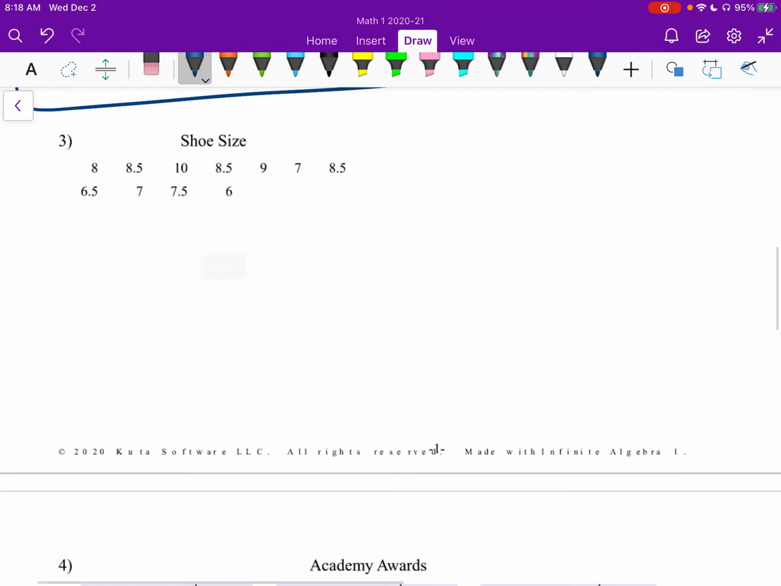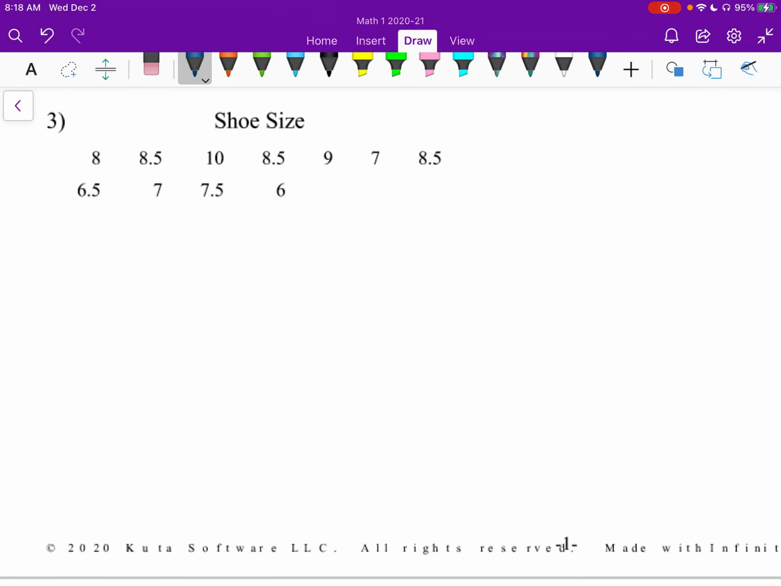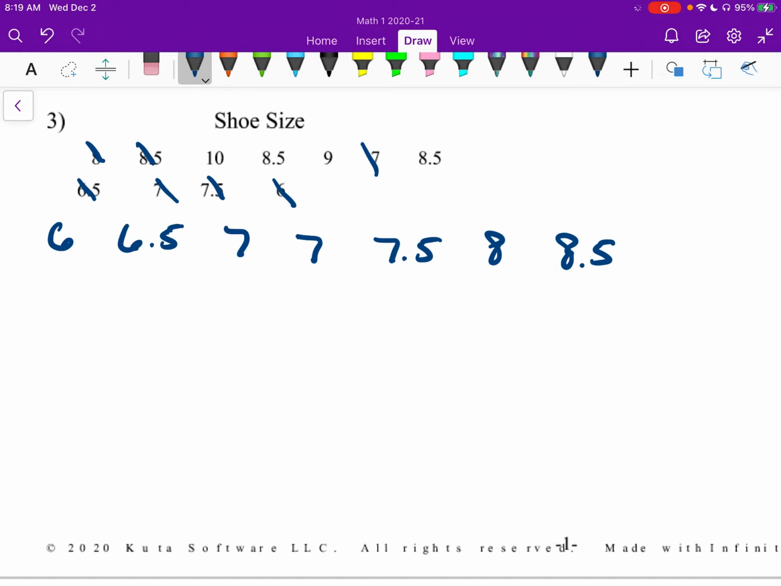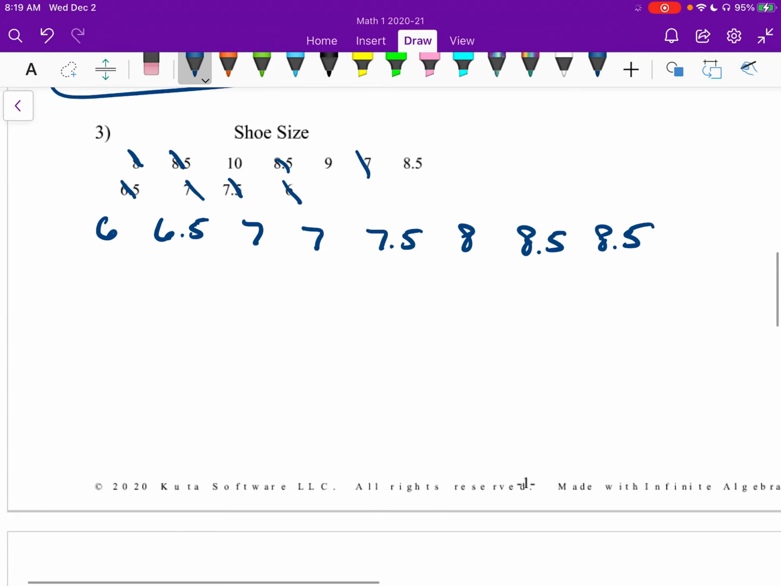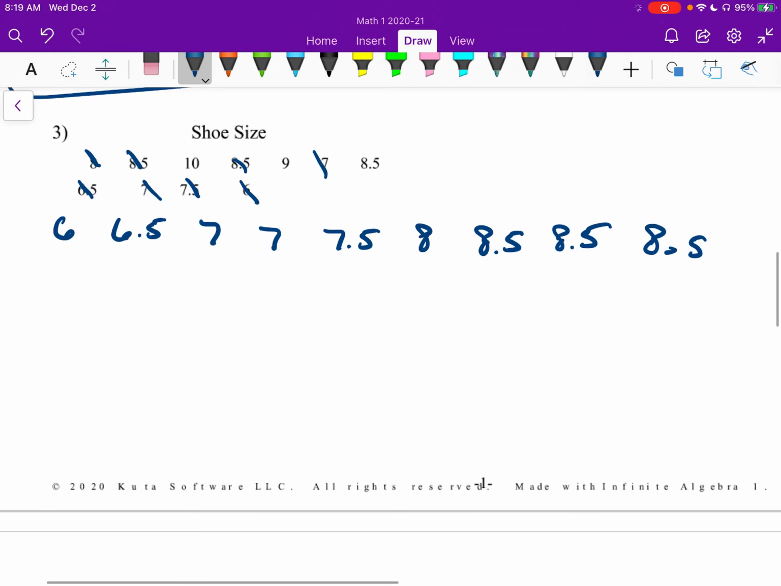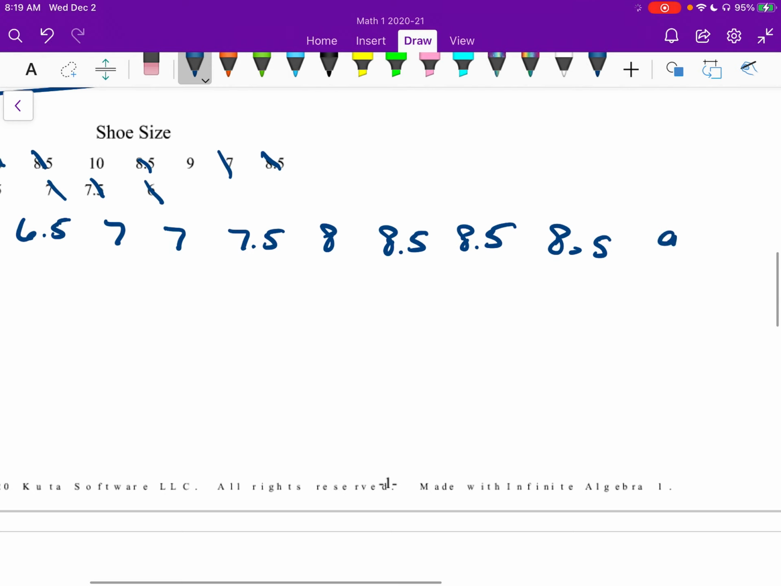All right, number 3. Again, these aren't in order, so I need to put them in order. I'll start off with 6, 6, and then 6.5, and then 7, 7, 7.5, 8, 8.5, 8.5, and another 8.5. Then there's 9 and 10.